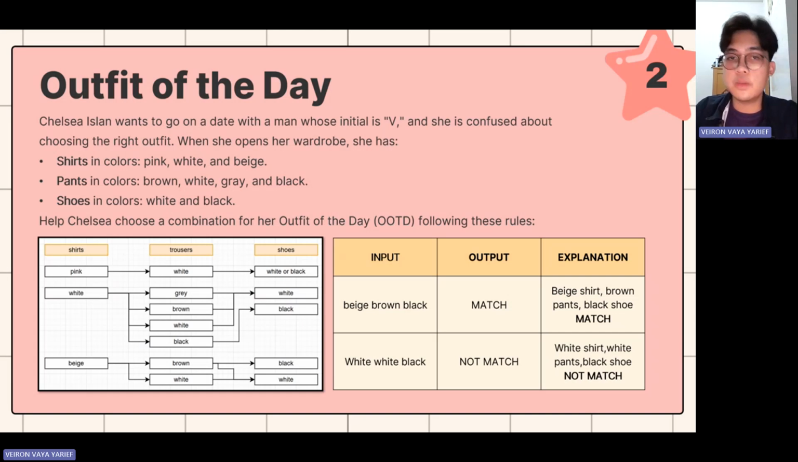So from there, we go back to the question, what it wants to do. Chelsea wants to go on a date with a man, blah, blah, and she is confused about choosing the right outfit. When she opens her wardrobe, she has these three variables. So we already know from this question that it has three variables you want to input. It's the shirt color, pants color, and shoes color, right? Help Chelsea choose a combination of her outfit of the day following these rules. This question is so kind to you guys.